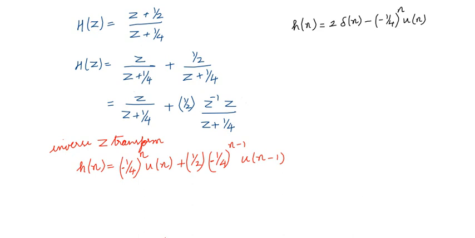Fine. Now what is the inverse z transform? Z by z plus 1 by 4 is minus 1 by 4 power n u of n, and 1 by 2 is constant. We know what z by z plus 1 by 4 is, and z power minus 1 indicates a time shift of minus 1. So I am going to repeat this term again, and in place of n I write n minus 1. So this is the inverse z transform of this term. I am going to solve only for this.